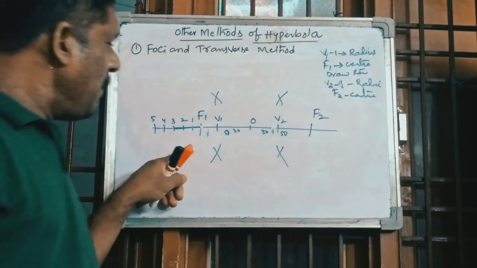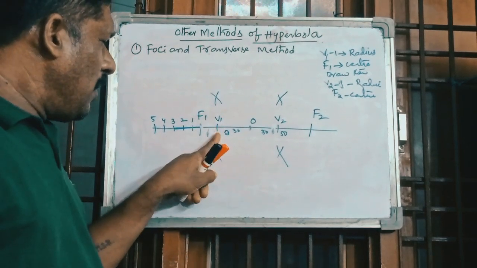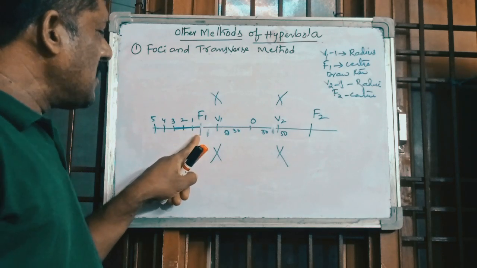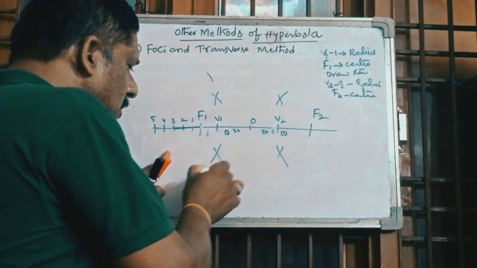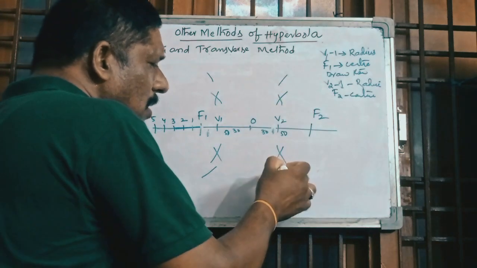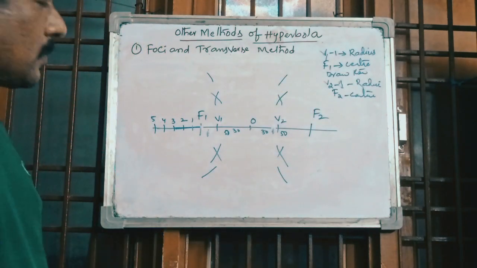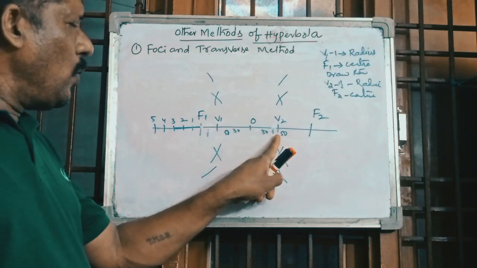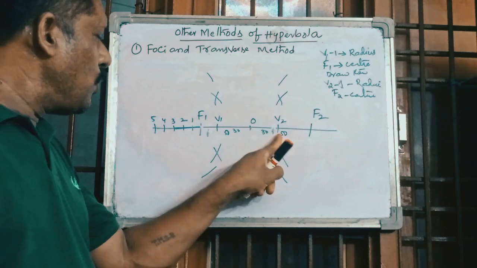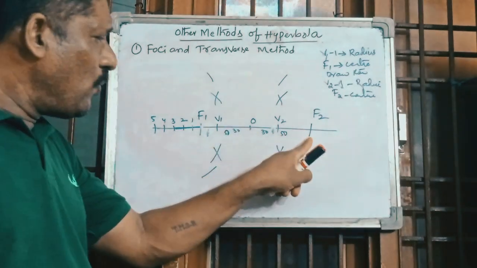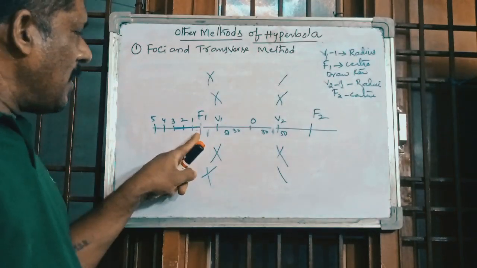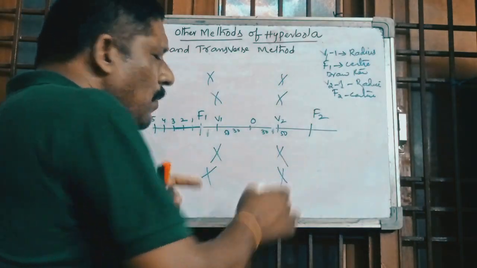Then in the same manner, for the next point, V1 to 2 is the radius. F1 is the center, draw the arc. With the same radius, F2 is the center, draw the arc on the other side. Similarly, V2 to 2 is the radius. For cutting point 2, V2 to 2 is the radius and F2 is the center, and cut the second point. In the same manner, F1 is the center, cut the second point.